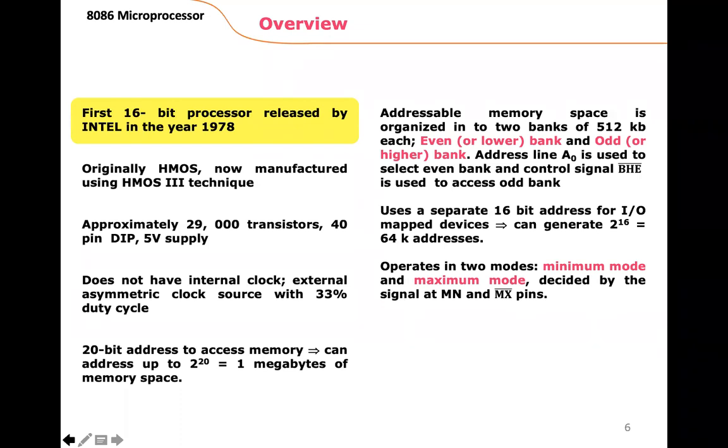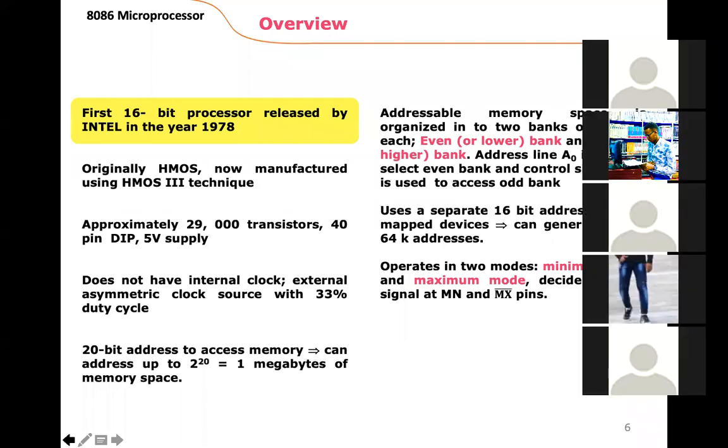The 8086 uses HMOS technology. And how many transistors are available in this microprocessor? 29,000. Can you imagine 29,000 transistors included in a small microprocessor like the 8086?